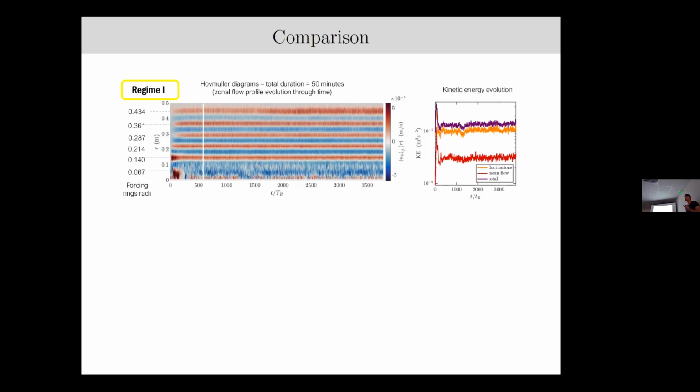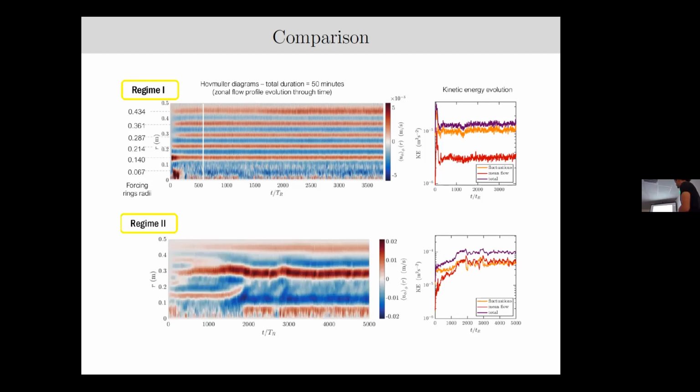So in this regime most of the energy is in eddies, and this is just seen because you average, but it's not strong enough to dominate the system.